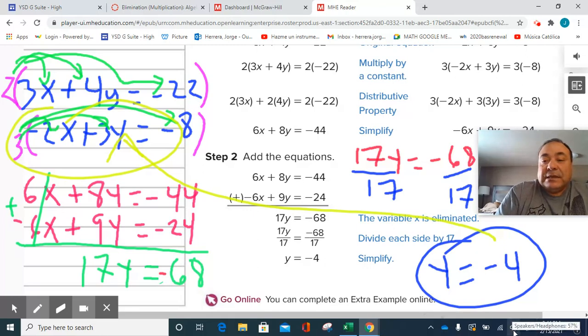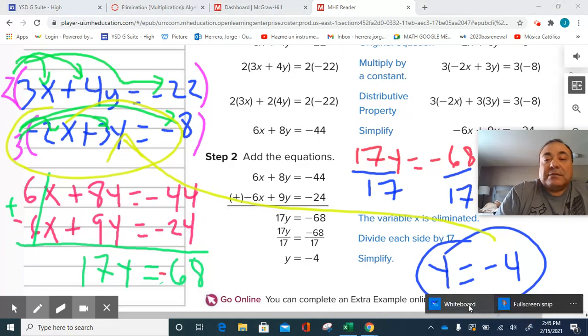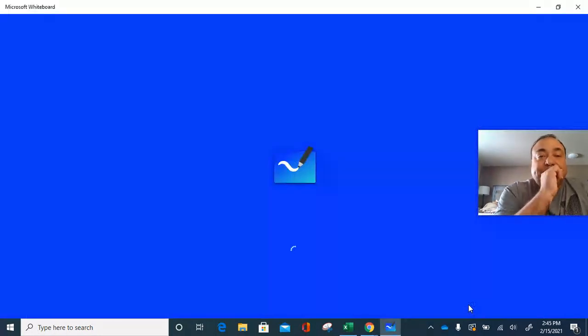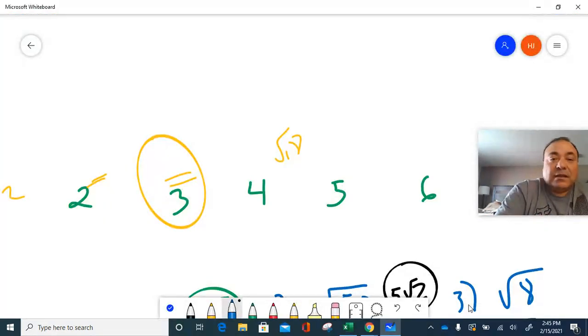So let me see if I can get something to make it nicer. We got y equals negative 12. And then let me see if I can get this. Let me get a whiteboard here. And I'm going to see, okay. That's work with me, guys. It's just nice to have it blown out in a different format.